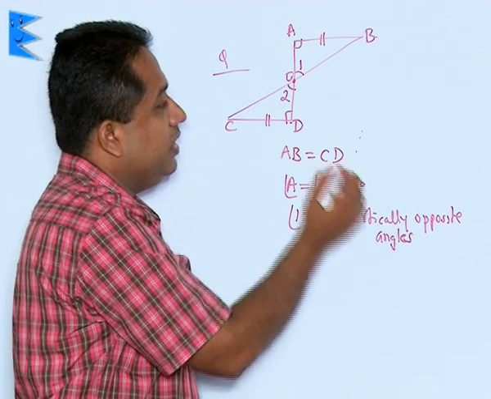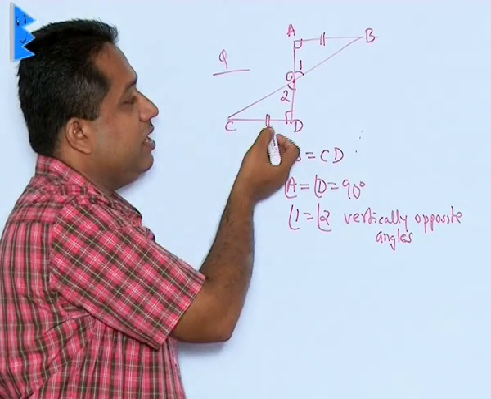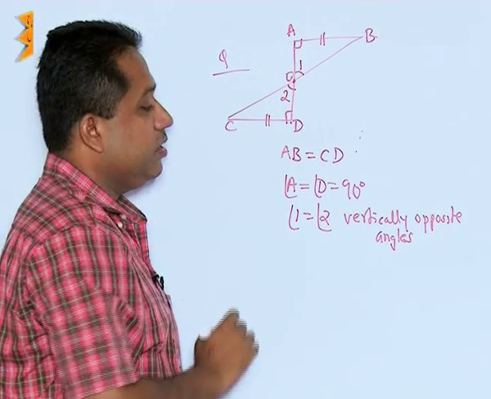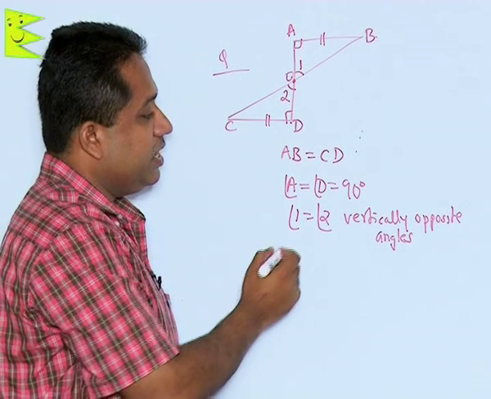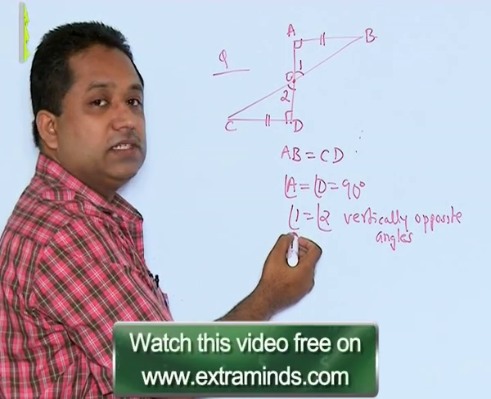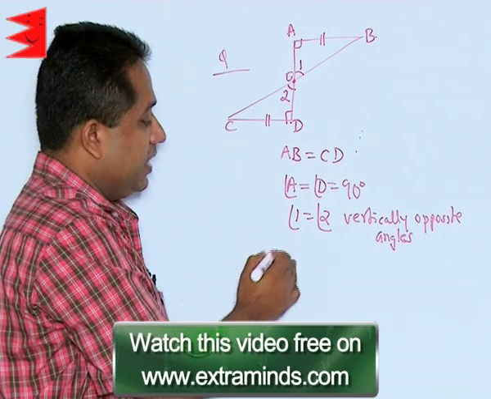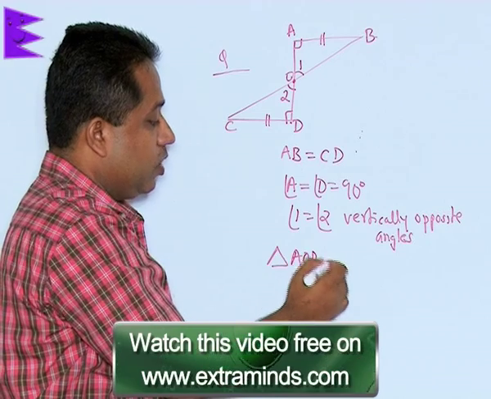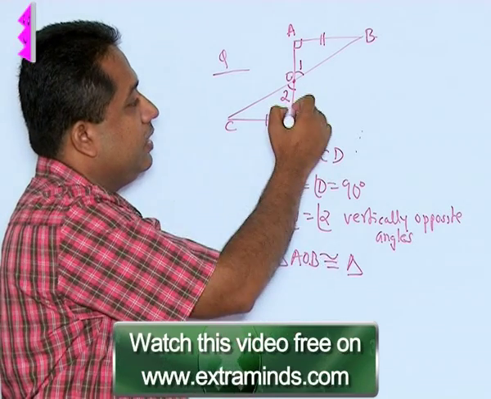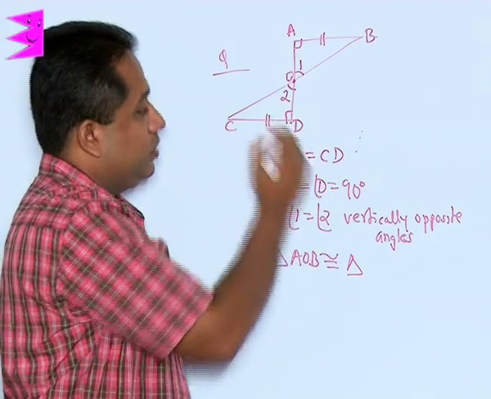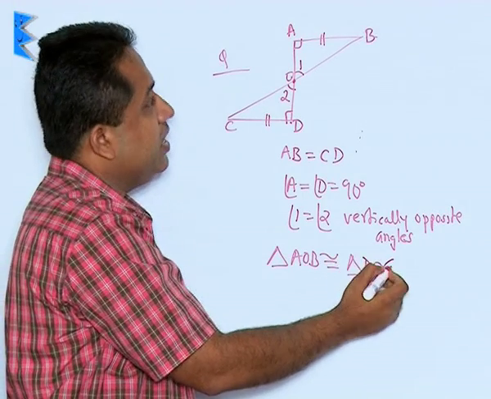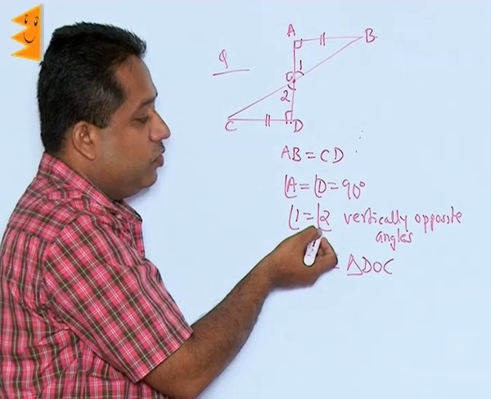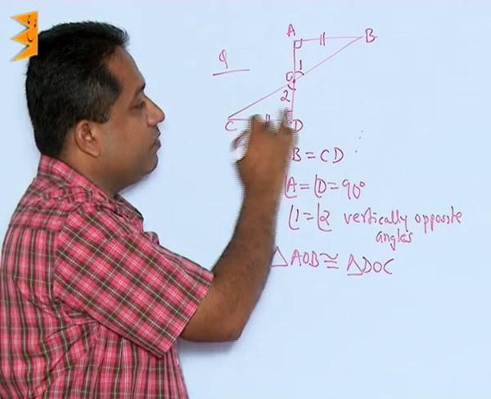So here we see one side, AB equal to CD, and two angles, that is angle A equal to angle D and angle 1 equal to angle 2, and that is a sufficient condition for us to prove that the triangles are congruent. So we can say that triangle AOB is congruent to triangle DOC, and the condition we have to write down, by looking at what we have used here, is two angles and one side.